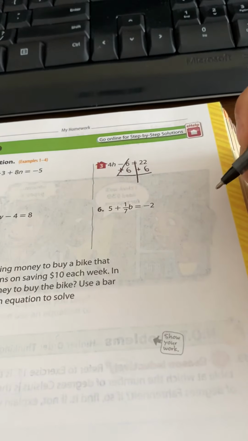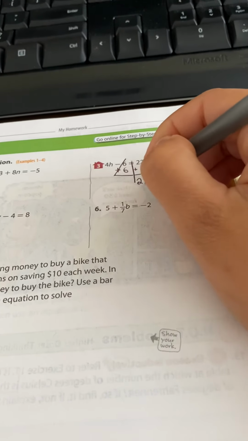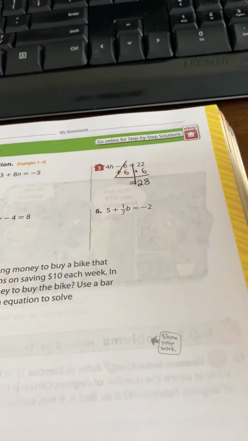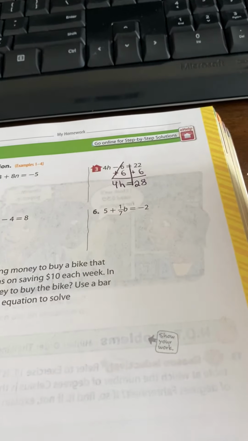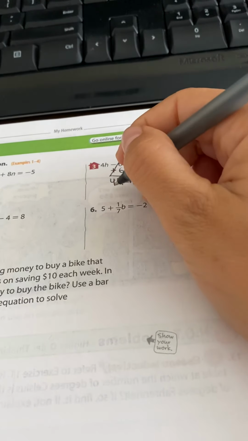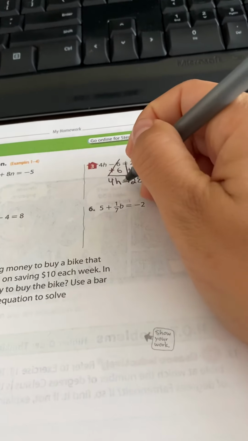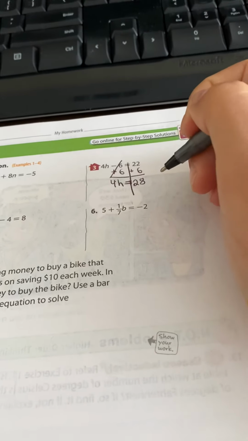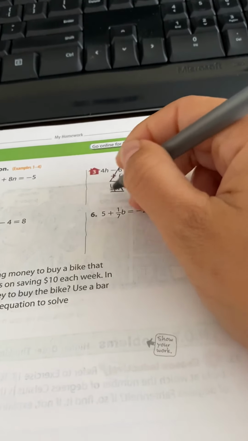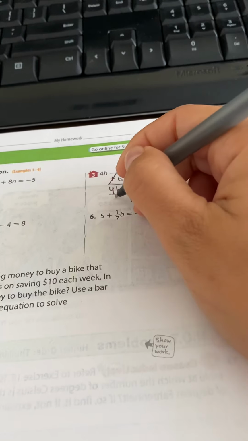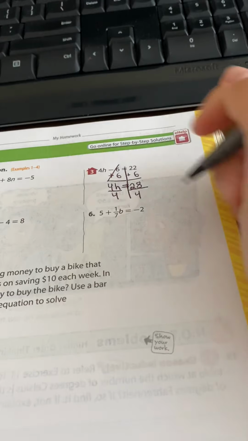This cancels out right here. And then 22 plus 6 is 28. We're going to have our equal sign. And then for h, we have to bring down our number with the variable. Once again, when you have a number next to a variable, that's multiplication. So we need to do the inverse operation, the opposite. The opposite of multiplication is division. So we're going to go ahead and divide both sides by 4.